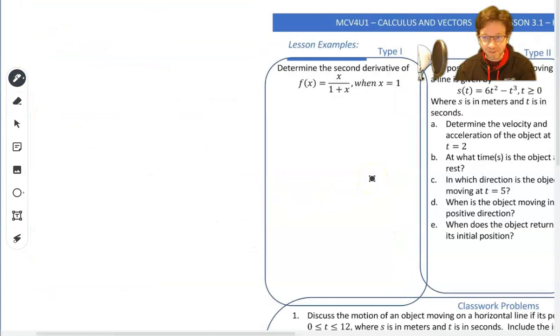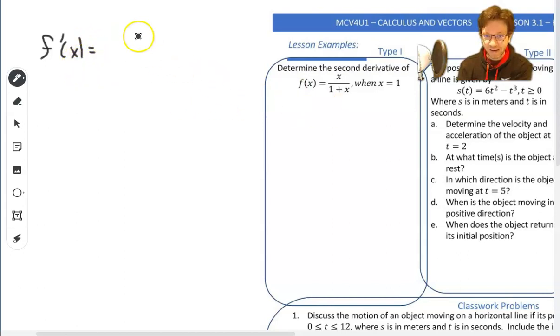So our first example says determine the second derivative of this function, f at x equals x over 1 plus x, when x equals 1. Okay, well, let's start with the first derivative. This here looks like a quotient rule. I mean, there's different strategies you can take, but I'm going to do the quotient rule. I think that's going to be the easiest for us.